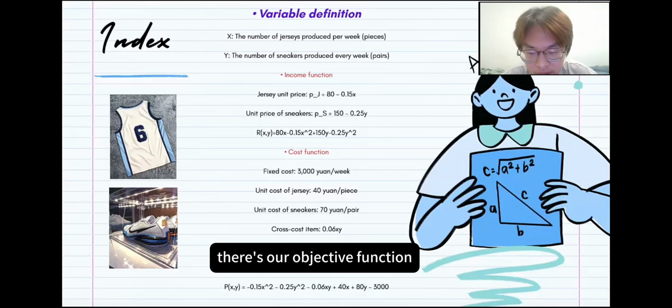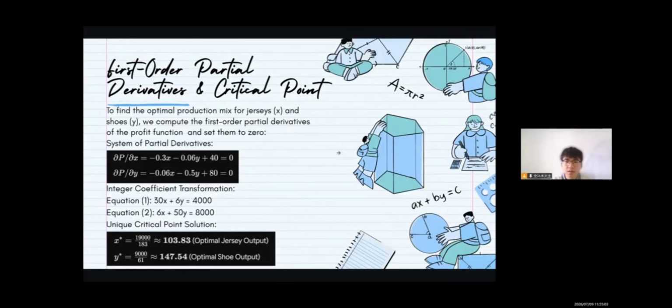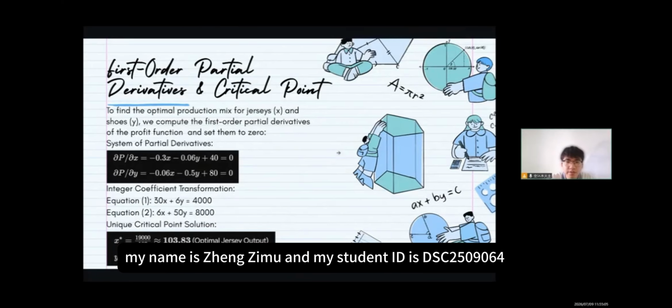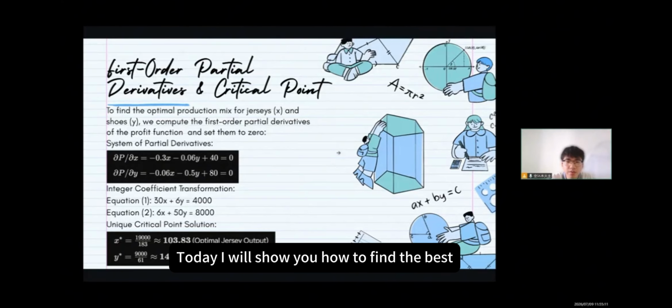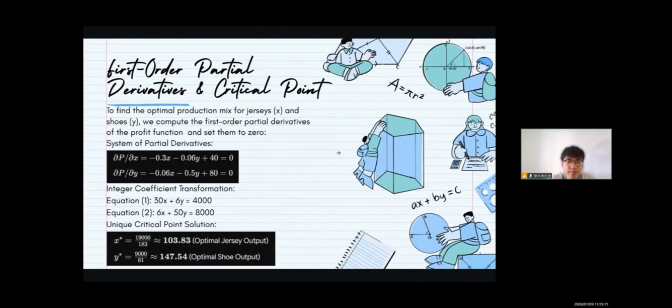There's our objective function. Hello everyone, my name is Zhengzimu and my student ID is DSC2509064. Today I will show you how to find the best production mix to get the maximum profit.